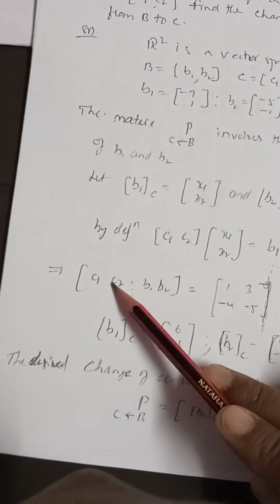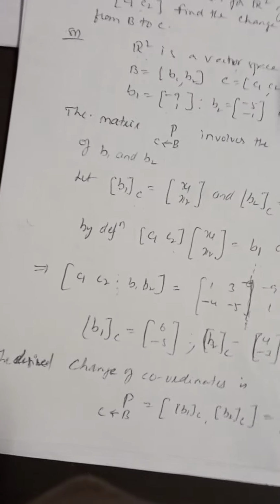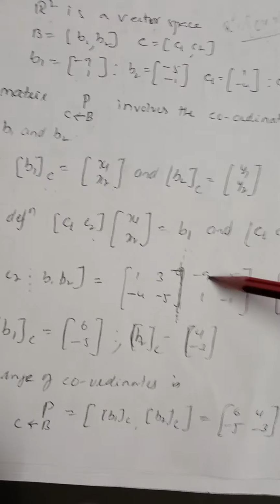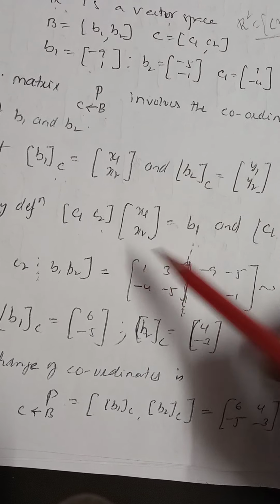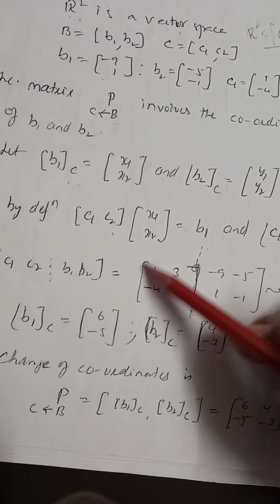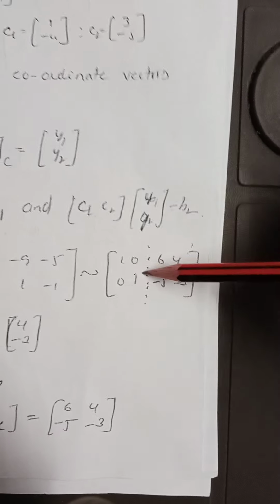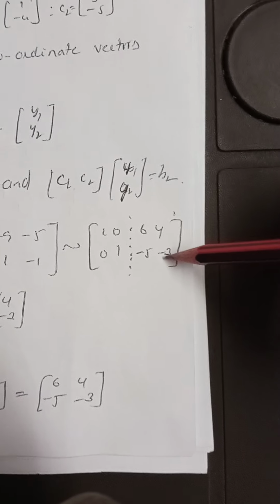Now we are calculating [c1, c2 | b1, b2]. What is c1 column-wise? (1, -4). c2 is (3, -5). What is b1? (-9, 1). What is b2? (-5, -1). Here we are applying row operations. By applying row operations, we reduce the first part of this matrix to an identity matrix of order 2, [1 0; 0 1]. The same row operations we also apply on the right side of this matrix. By applying row transformations, we get [6 4; -5 -3].